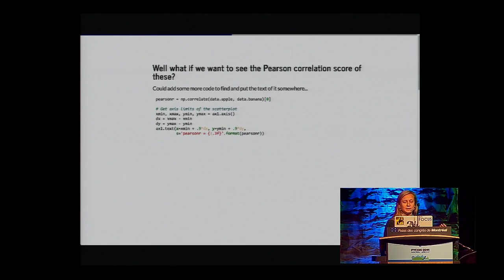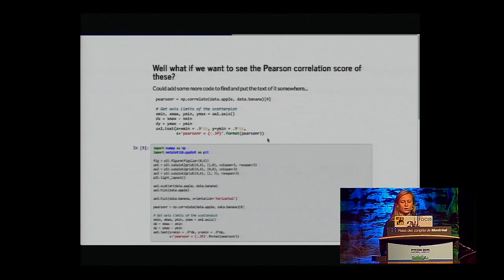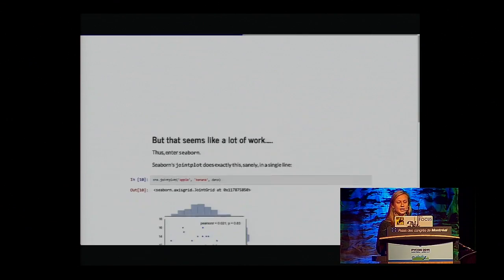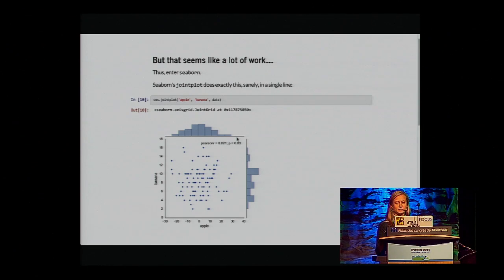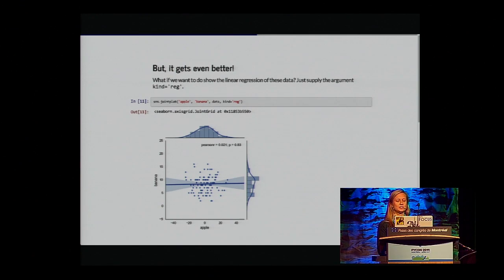And if we want to add something like a Pearson correlation score, we need to add some more code. And then we plot this in this weird place, and nobody can read it. It's a little too small. That seems like a lot of work. So what Seaborn does is it does this scatter hist sanely with one line in jointplot. It gets even better. You can do a regression line if you just add kind equals reg to this.